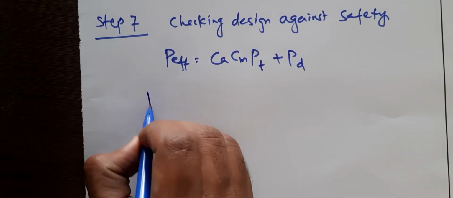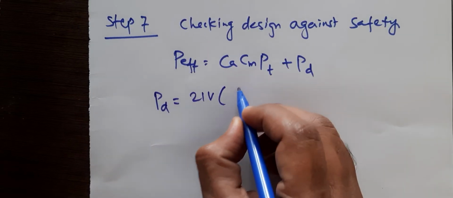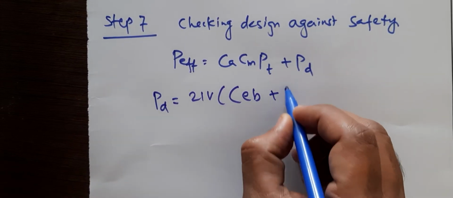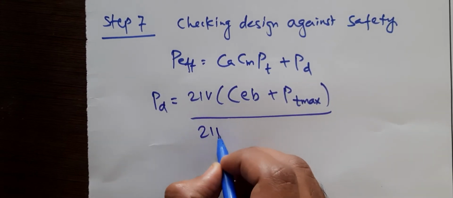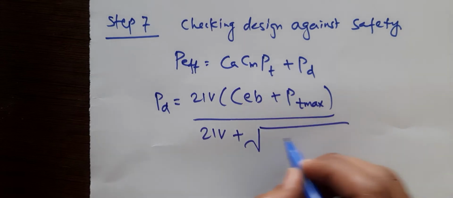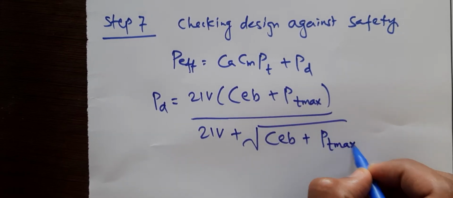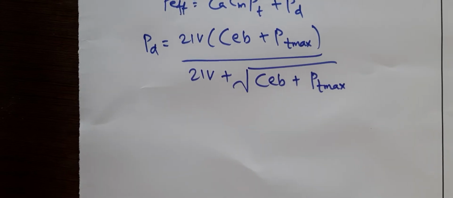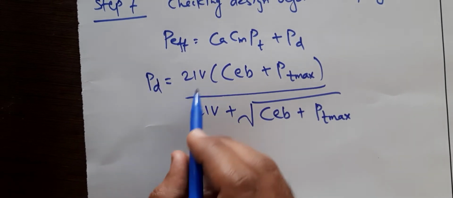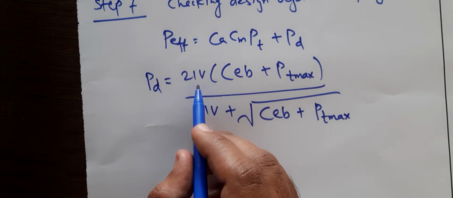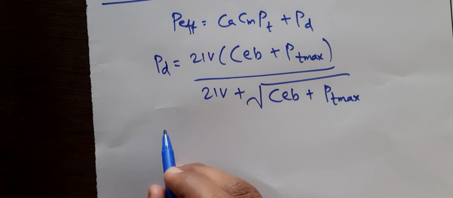PD, for spur gear, is given as 21V in bracket CEB plus PT max, divided by 21V plus under root CEB plus PT max. Okay, so this is the formula of PD, the dynamic load. Here V is nothing but the pitch line velocity. CEB, everything we need to calculate here. So we will go one by one.